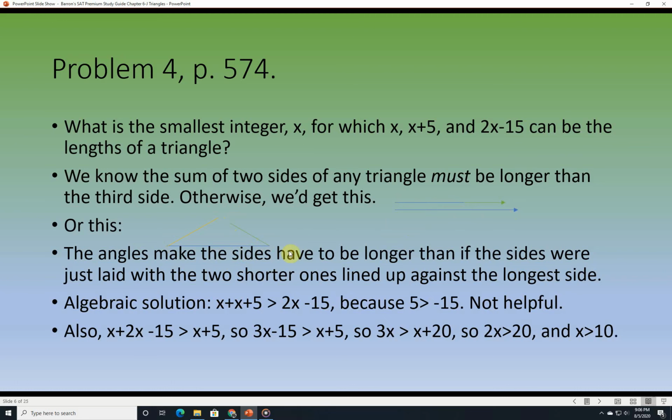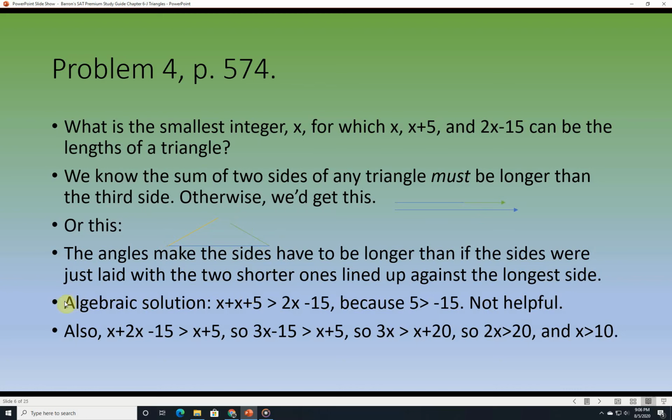So the angles make the sides have to be longer than if the sides were just laid with the two shorter ones lined up against the longer side. In other words, because it bends like this, this has to be longer. Makes perfect sense. Walking from here to here would take less time than walking from here to here, right?